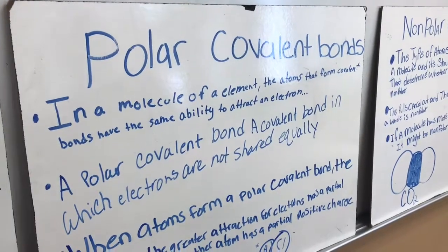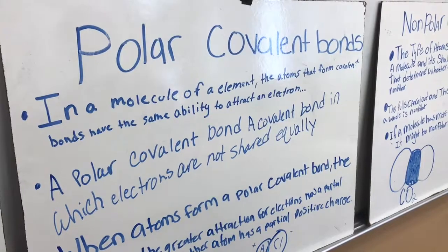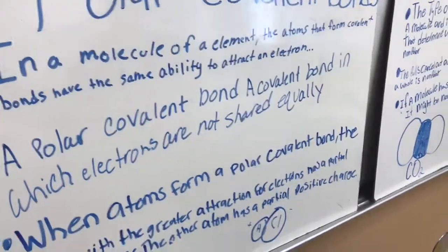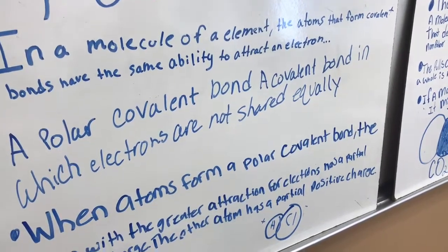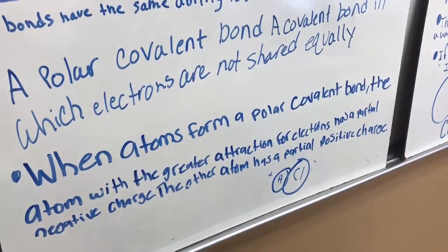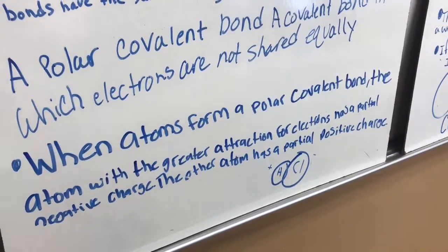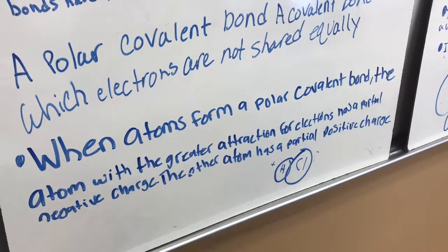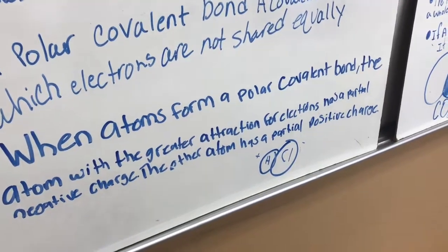In a molecule of an element, the atoms that form covalent bonds have the same ability to attract an electron. A polar covalent bond is a covalent bond in which electrons are not shared equally. When atoms form a polar covalent bond, the atom with the greater attraction for electrons has a partial negative charge. The other atom has a partial positive charge.